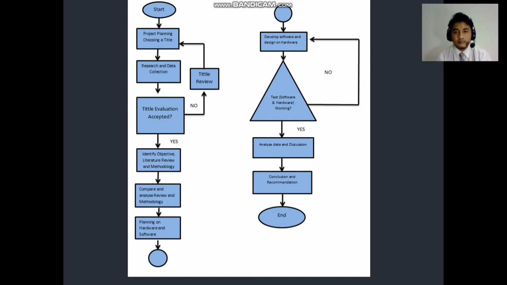My second flowchart is develop software and design hardware. Test if the software and hardware are working. If no, we go back to develop software and design hardware. If yes, analyze the data and do the discussion and also the conclusion and recommendation.